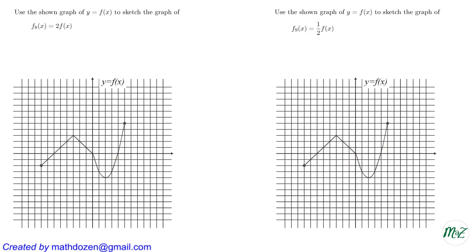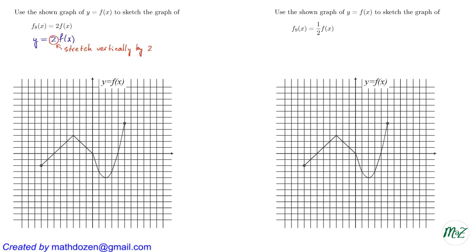We're going to work on making the graphs of the two modified functions given the graph of the original function. So for the first modification, we're trying to graph y equals 2 times f of x. And this 2 is being multiplied by the entire function f of x, so that results in the vertical stretch of the graph by a factor of 2.